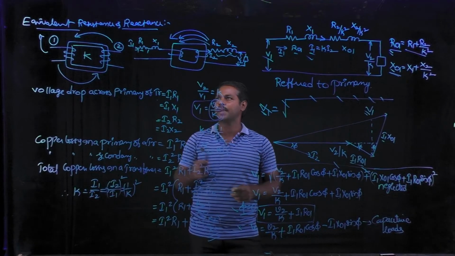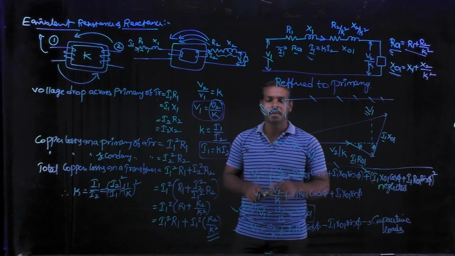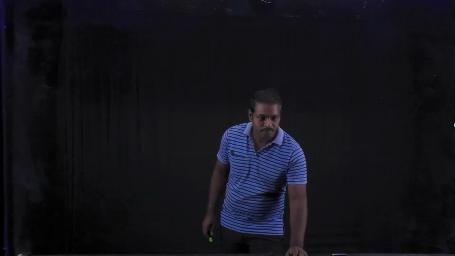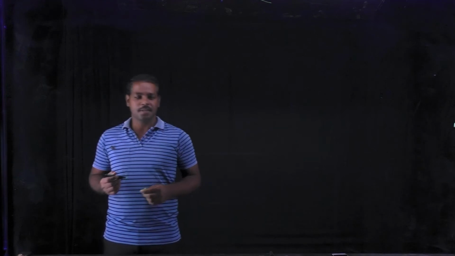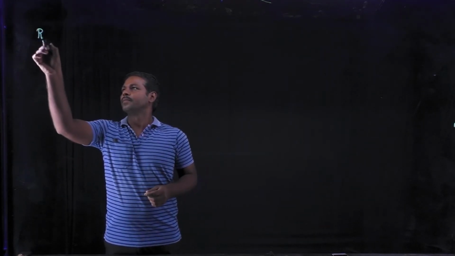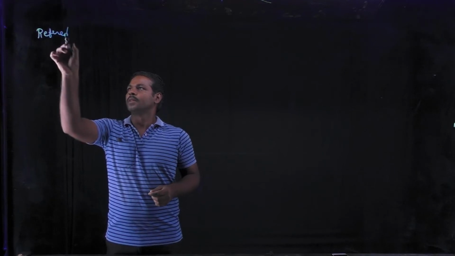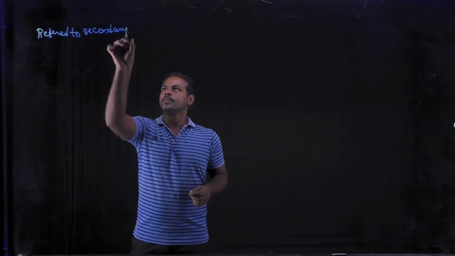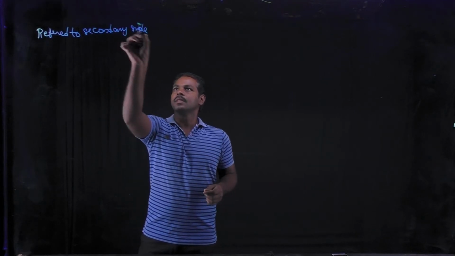So equivalent resistance referred to the primary side. So the second one is the secondary side. So the second one is equivalent resistance of a transformer referred to the secondary side.